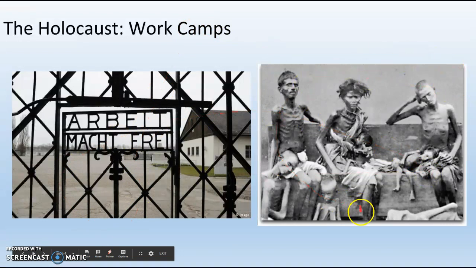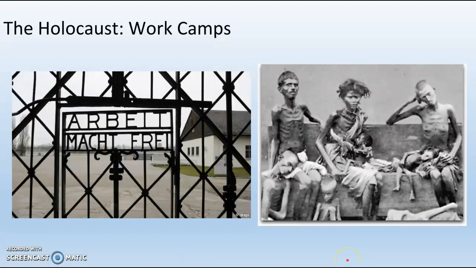Over on the right, we can see a picture of some people who had been housed in a work camp and freed after World War II. You can see they've been basically starved to death. These people were not treated really any better at all than the people who went to death camps. They just weren't killed immediately. They were killed after taking as much labor out of them as they possibly could.